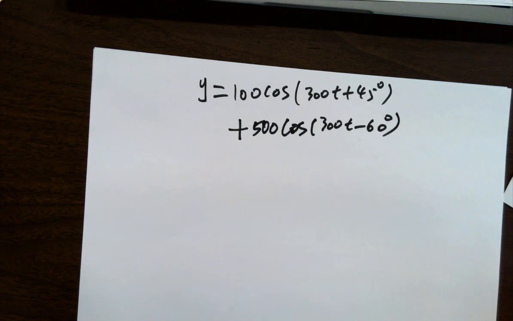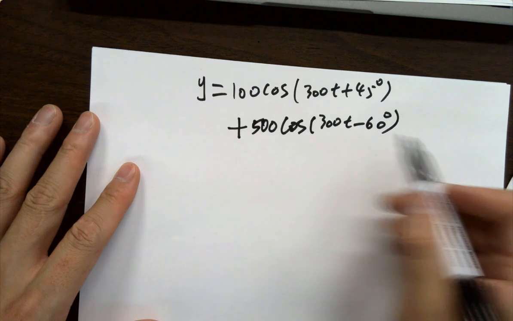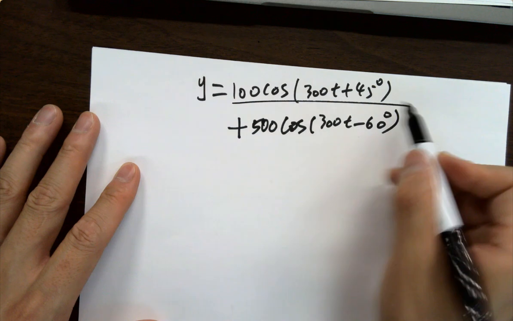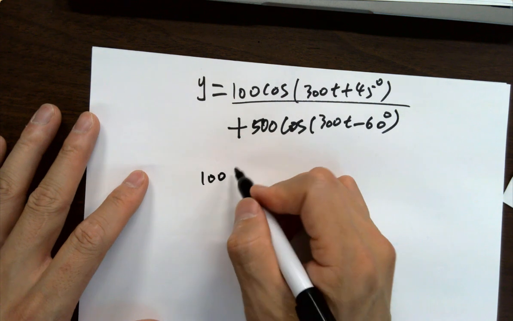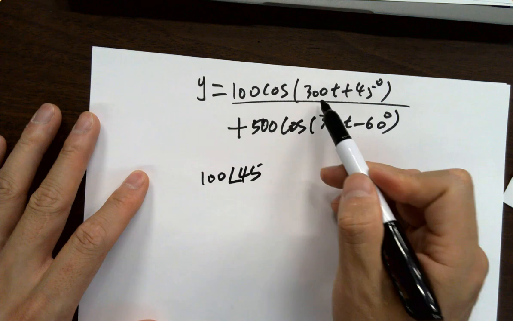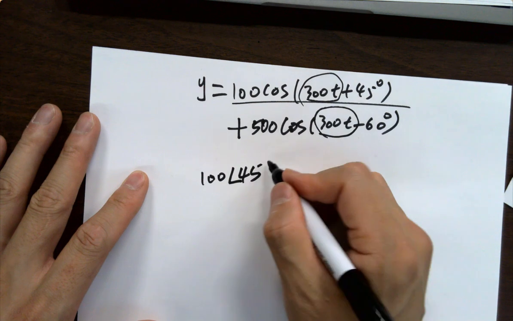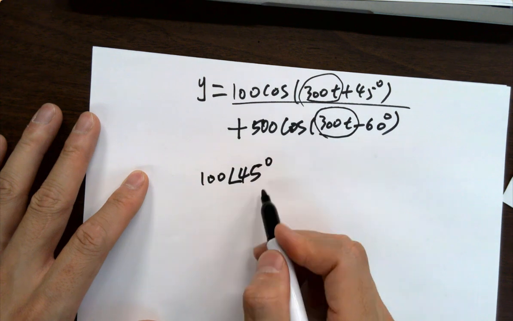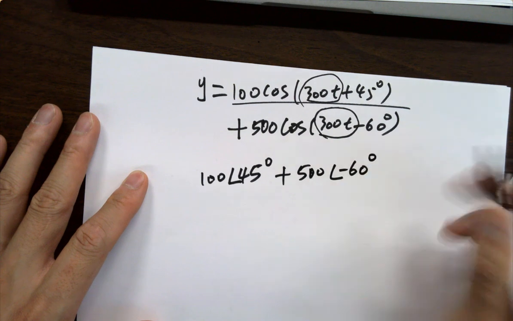Convert it to what first? Radians now. Let's try both. See how that works. Okay. Definitely, we know the first one is 100, and since there's no time, it's the same frequency. So we don't have to worry about it in the phasor. It's basically just 145 degrees plus 500 and what? Minus 60 degrees, right?